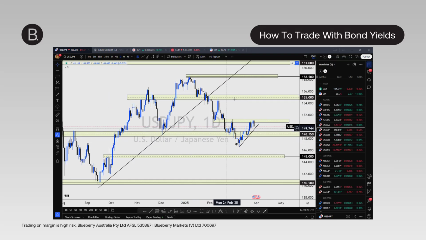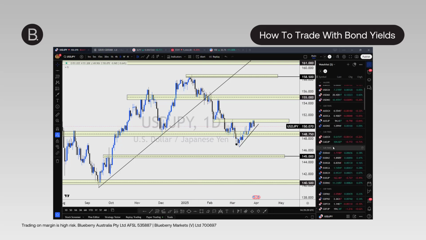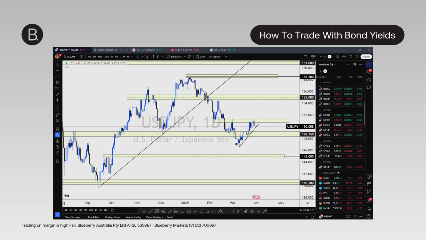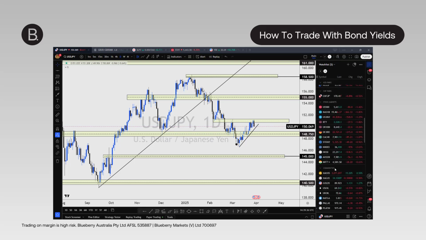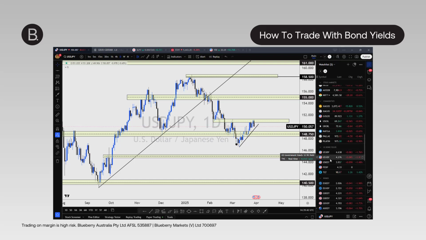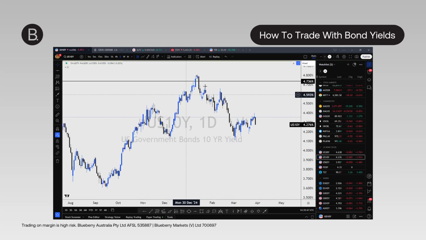So this is a daily chart of US dollar Japanese yen, and there is a super strong correlation between the US dollar Japanese yen as well as the US 10-year yields. The reason being is because of what the US 10-year yields stand for, and they stand for essentially future inflation expectations. Now, usually when the US 10-year yield falls, the currency that is surrounding that, so the US dollar, falls with it.